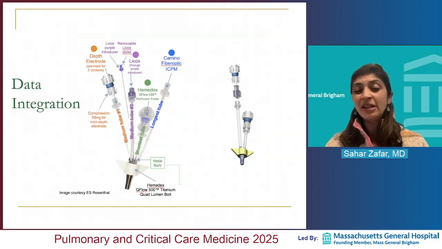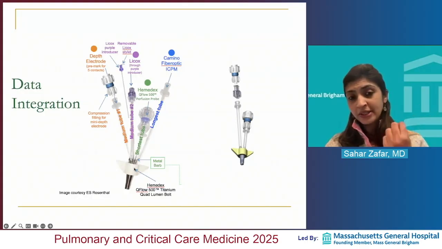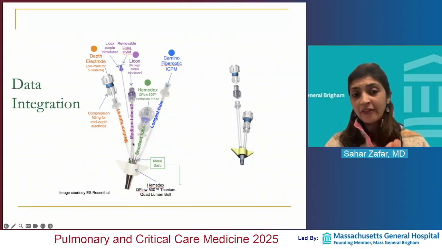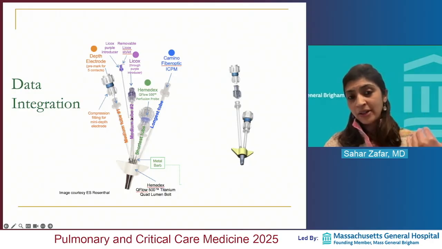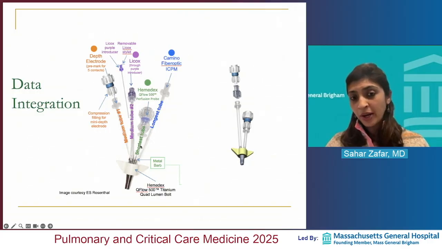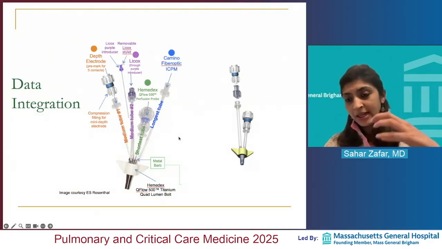And this has also really been made possible now through new devices, where through a single bolt or single casing that have multiple lumens, we can actually have multiple monitors going in. So this is an example of a quad lumen bolt where you can put in a depth EEG electrode, Licox or microdialysis catheters, blood flow monitors, as well as intracranial pressure monitoring. So all can go in within the same housing.